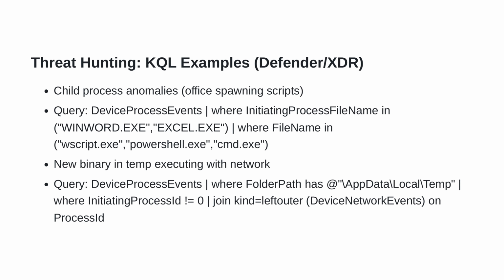Second, suspicious execution from temp with network activity. We filter processes where the folder path contains \appdata\local\temp and exclude system spawns, initiating process ID not equal to 0, then left join to device network events on process ID to surface outbound connections. For accuracy, include device ID in the join and constrain time generated to a tight window. Project remote URL, remote IP, local port, and initiating process file name, and suppress known updaters to reduce noise. Both hunts are high signal for dropper or initial access activity. Pivot into signer info, prevalence, and parent-child chains to prioritize what to investigate first.